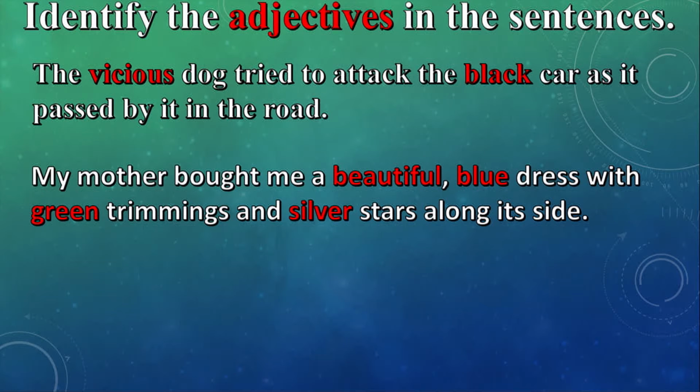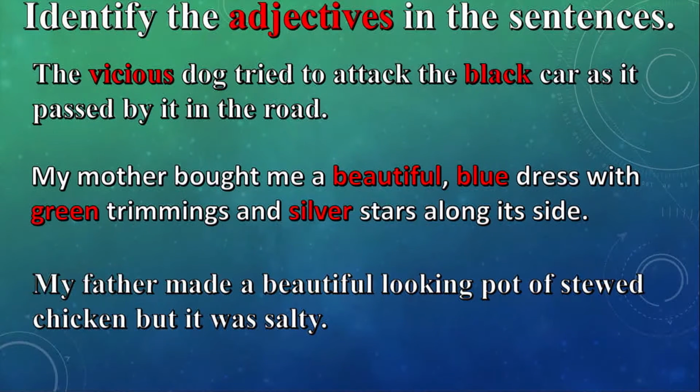With green trimmings. So it has trimmings, but again, the trimmings could be of any color. But this particular dress, the trimmings themselves are green. And silver stars along its side. So it's telling you the color of those stars that there are on the dress itself. So hopefully you managed to get all that would have been present in this particular one.